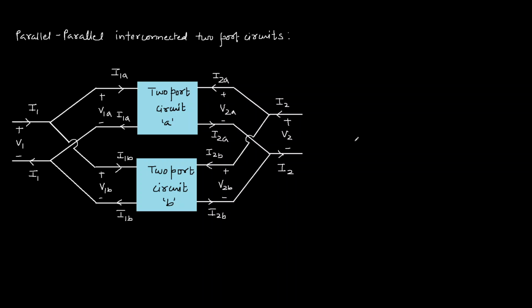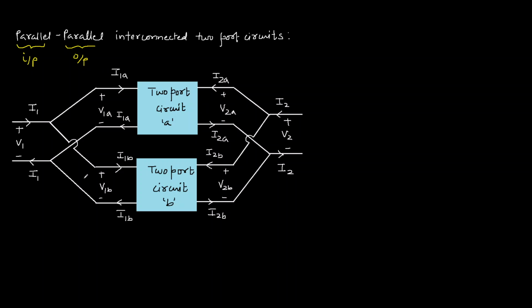Parallel interconnected two-port circuit. This connection is called parallel because the input ports of the two circuits A and B are connected in parallel, and the output ports are also connected in parallel. So at the input we have a parallel connection, and at the output again we have a parallel connection.